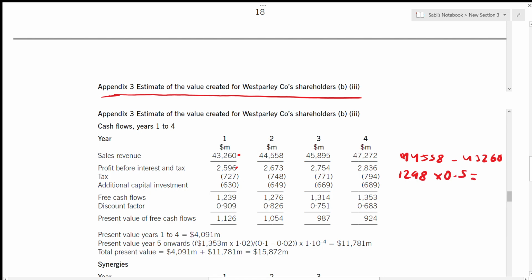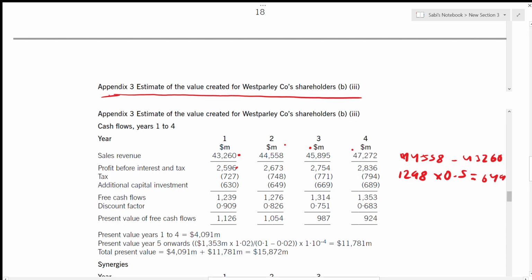Which is 649, which comes in the second year. Likewise, when you go to the third year, this minus this, then this minus this, and take 50% of it, and you will get the additional capital investment and deduct it. Because your free cash flow is profit before interest and tax minus your additional capital investment. That is your free cash flow. Make sure that you know what is free cash flow first. Learn your knowledge.